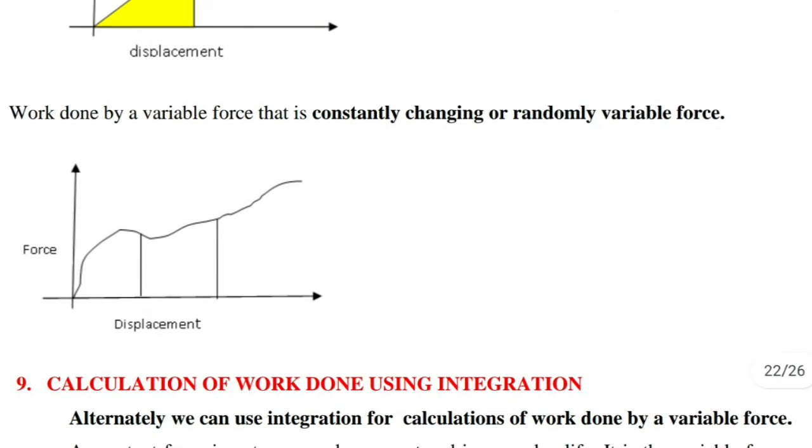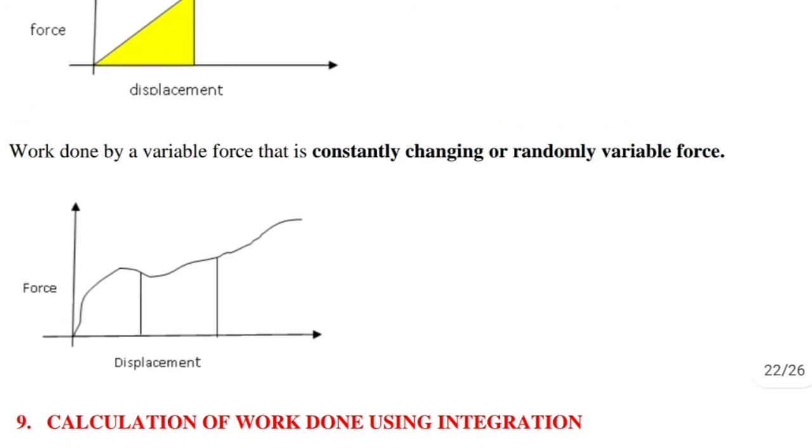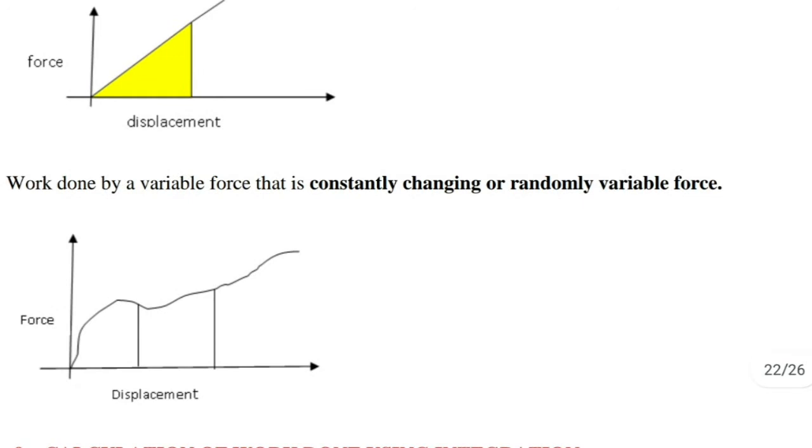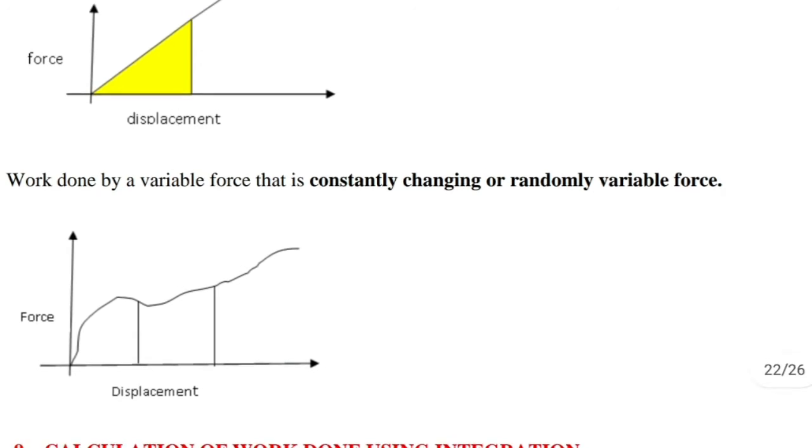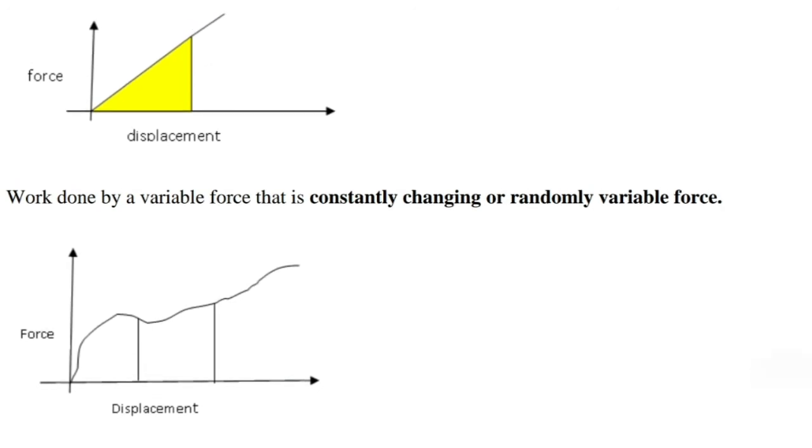This also is a constantly changing force, but it is not a straight line. It is a randomly variable force. To find the work done, again you can find the area. In such cases, finding the area under the graph is not an easy task. Whatever be the shape of the graph, the work done by a variable force or any force can be found by finding the area under the force displacement graph. Hope you understood the difference between constant force and variable force.